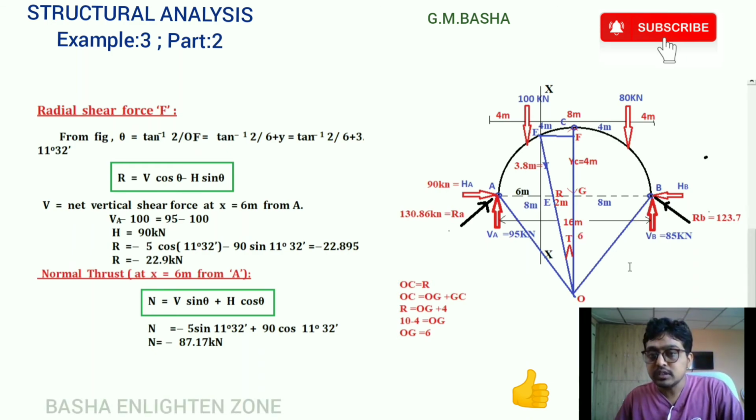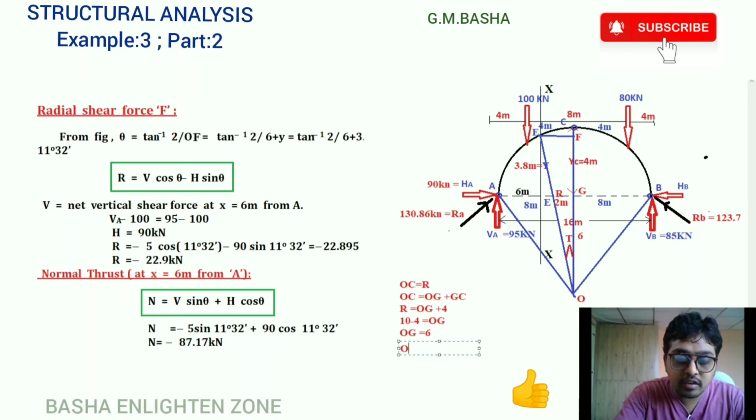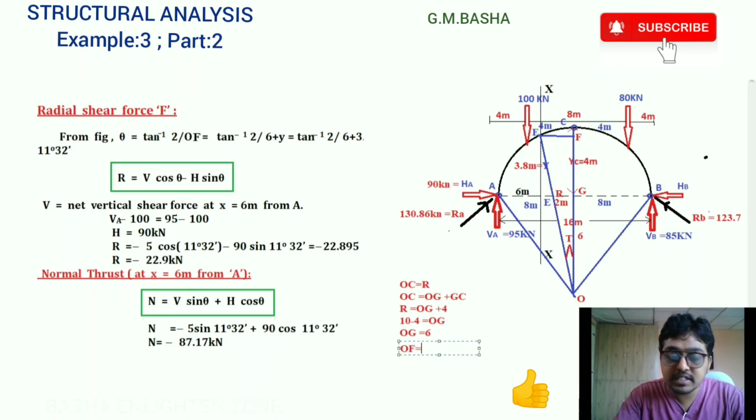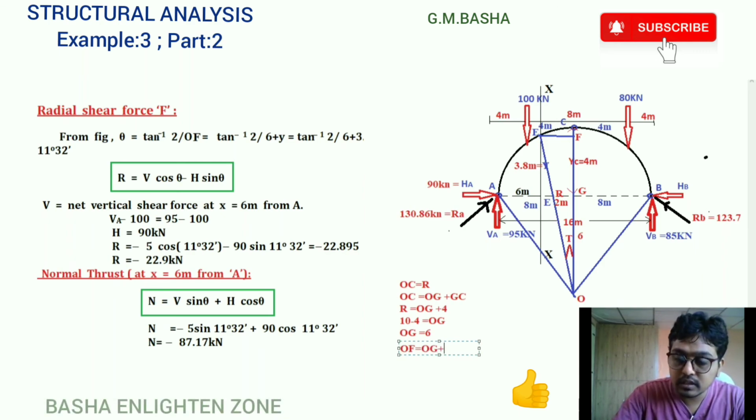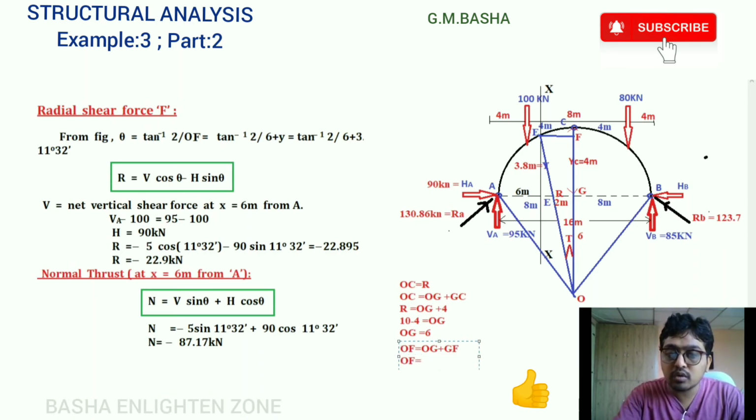So if I want this OF value, OF will be equal to OG plus GF. Already you know the OG value, that OG will be equal to 6. What about the GF?